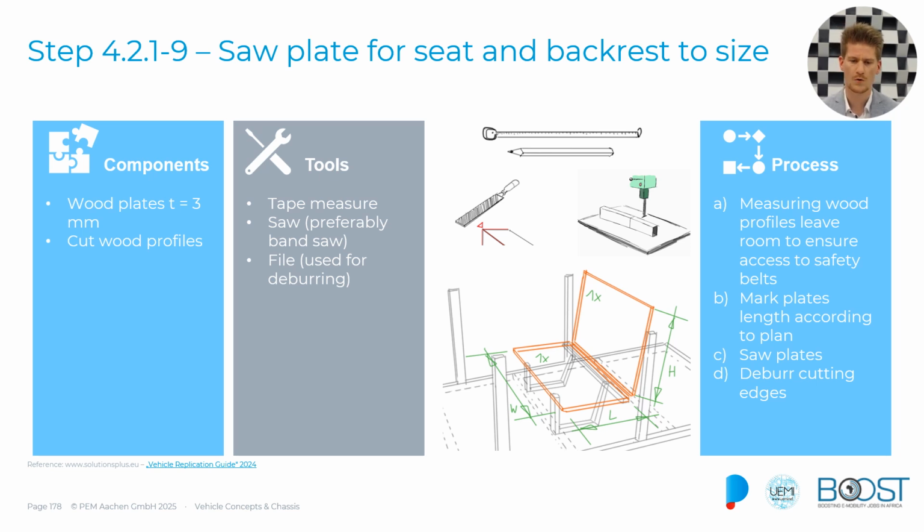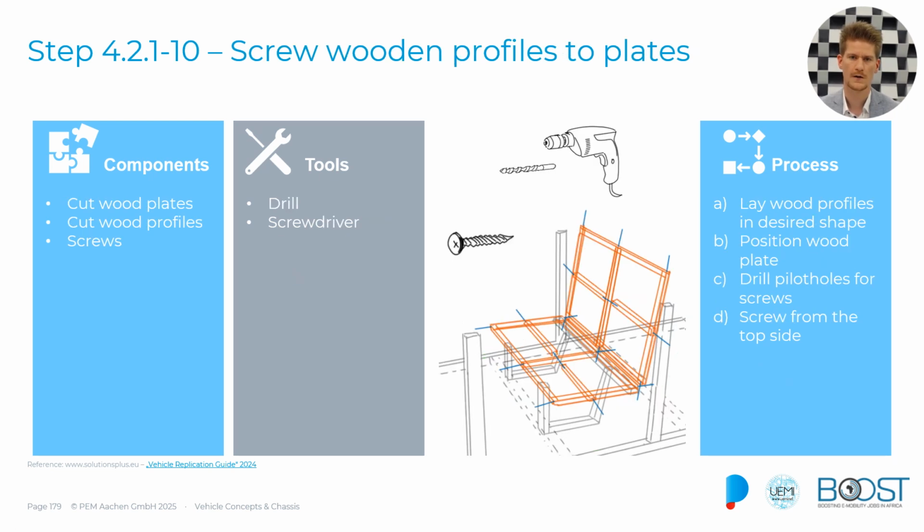For instance, if you use blockboard, then these planks have to be measured out with a tape measure and then be sawed. So measure the wood and leave room to ensure that you have some space for your seat belts later on. Mark the cutting edges on the wood planks and then saw them and deburr them as well, so you don't have any splinters going on. Maybe sanding will also be needed, so just have an eye for that.